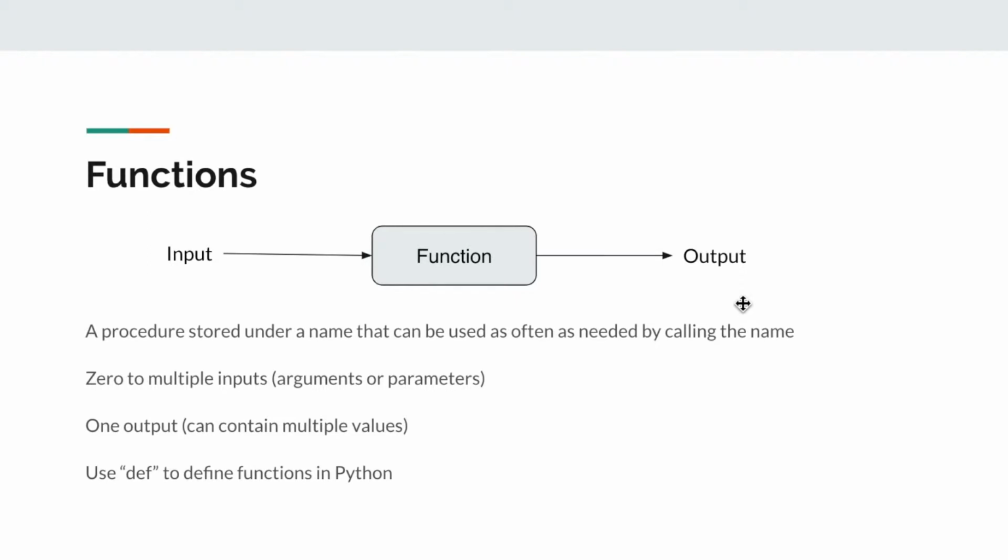Each of the functions in most programming languages can have 0 to multiple inputs, which are also often called arguments or parameters. Each function can also only have one output, which can contain multiple values as a collection. In Python, the way that we define functions is to use the term def. We simply put the name that we want to define a function after def. We'll be able to see that in the later part of the video.